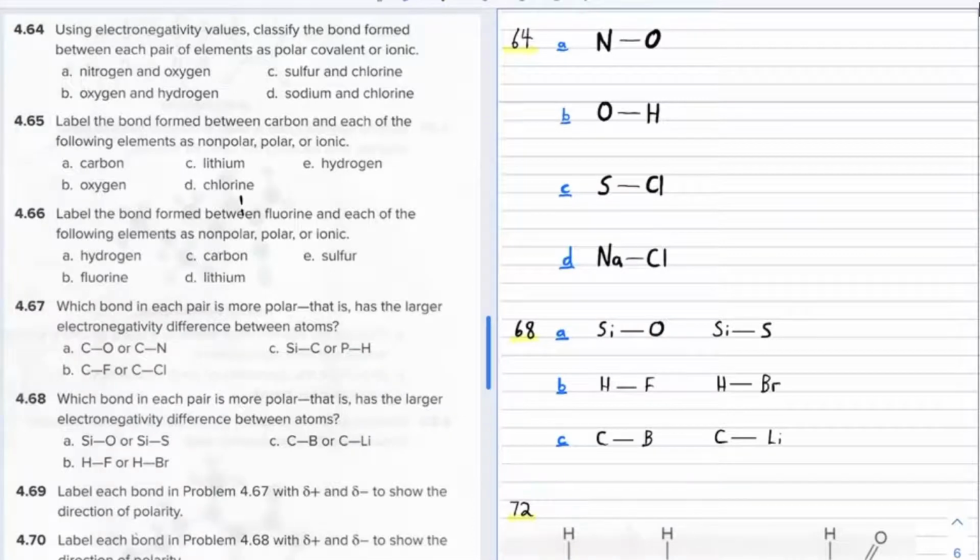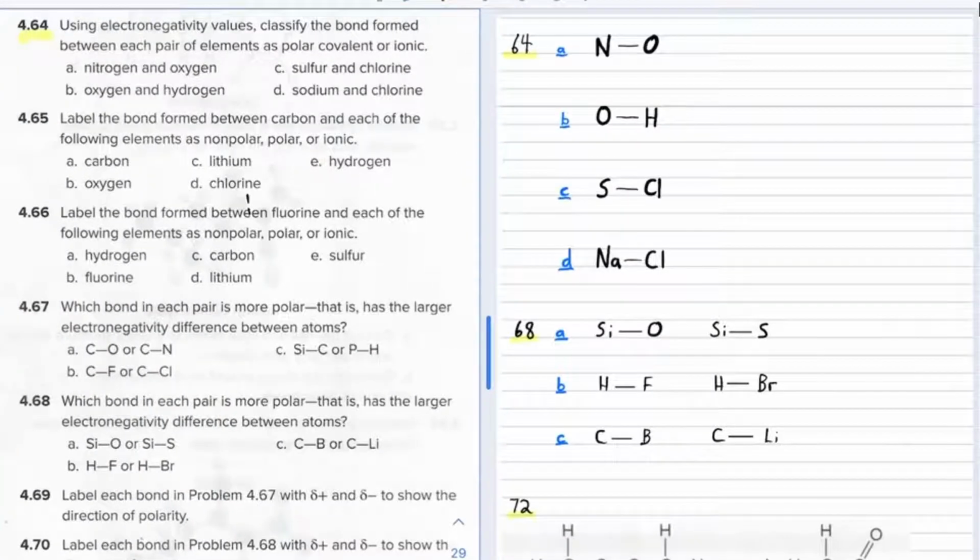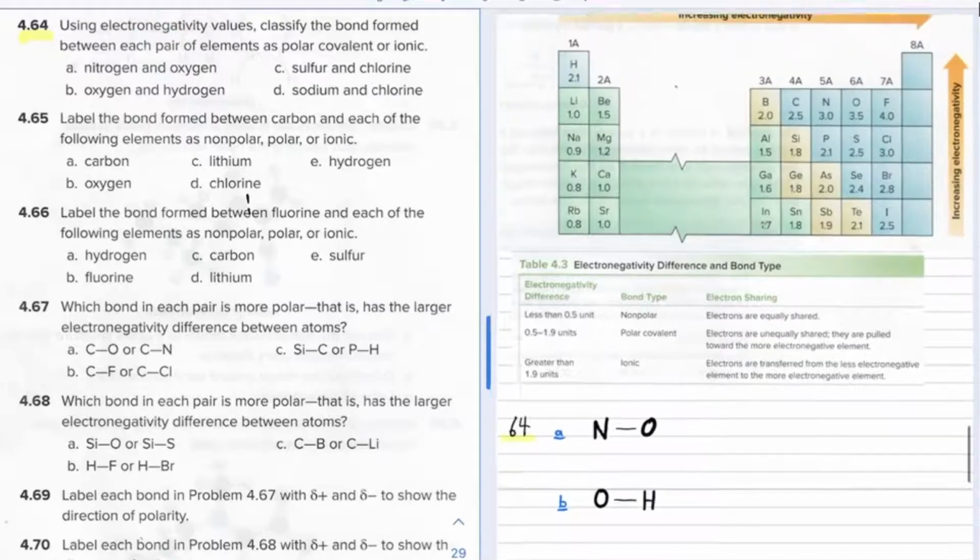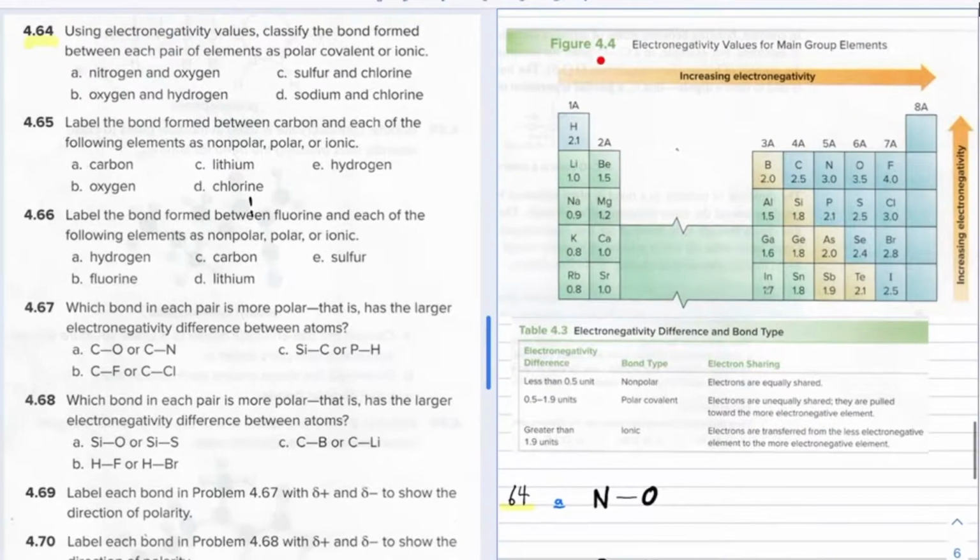Problem 64. Using electronegativity values, classify the bond formed between each pair of elements as polar covalent or ionic. So which one is it? Polar covalent or ionic? Now the electronegativity values we can get from that figure 4.4.